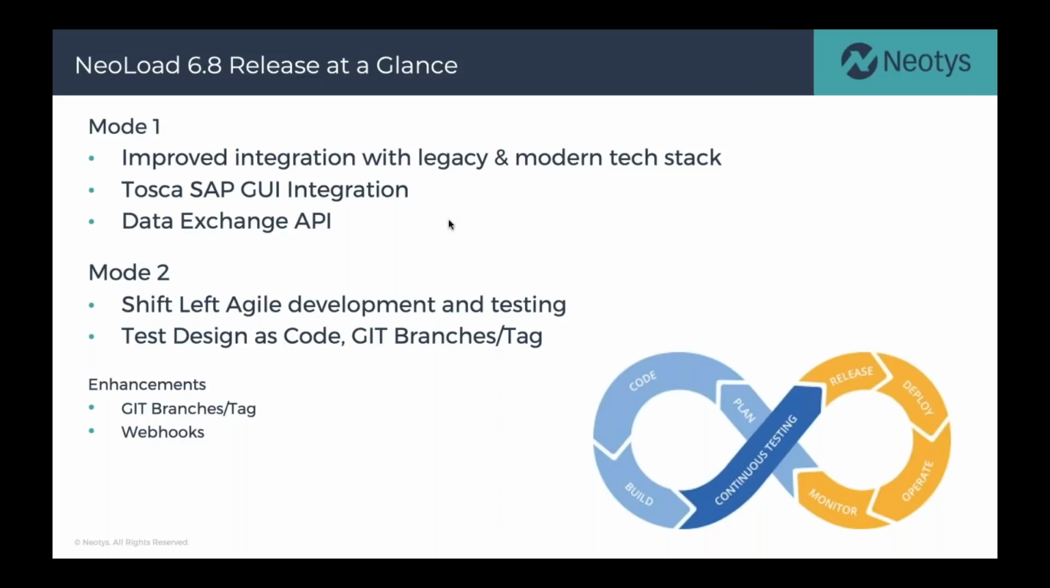As you can see, there was a lot of content today. We talked about that data exchange API and how it really provides end-to-end metrics. Then also the notion and the motion of shifting things around and being able to fit into modern development and testing cycles together. By that, we're able to do test as code. We're able to do Git branches now, and we have support for webhooks.